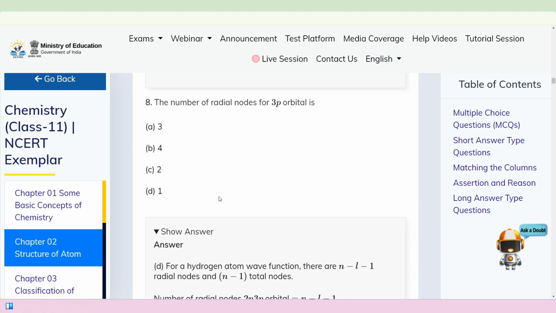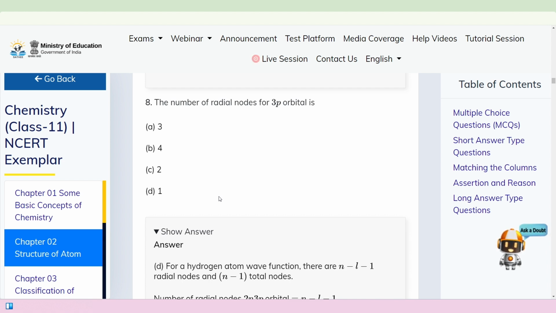Eighth question, the number of radial nodes. So what is the formula for the number of radial nodes? Say, what is the formula for it? So it is n minus L minus 1. This is a very important concept. Questions are asked from here. So you should remember the formula, which is n minus L minus 1.